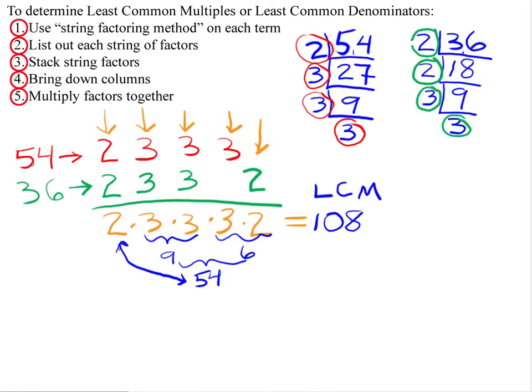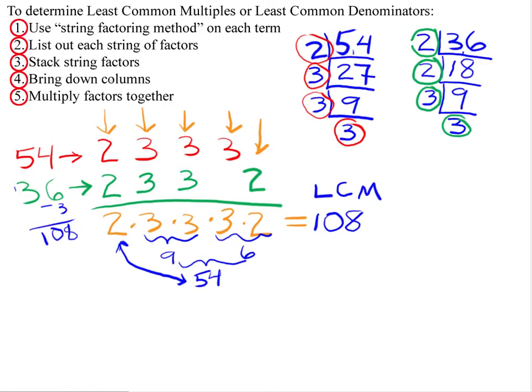That means that 54 can divide into 108. In fact, it divides in twice, as we see right here, 2 times 54. But it means also that 36 can divide into 108. And if we take a look here, suppose we do this. If we multiply 36 by 3, 3 times 6 is 18. Put down the 8, carry the 1. 3 times 3 is 9, plus the 1 is 10. So sure enough, 36 divides into 108 also 3 times. So this is a foolproof method that will always work.